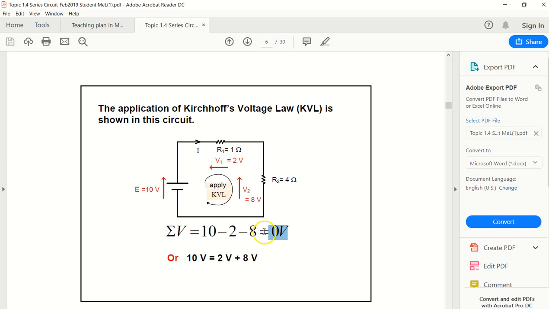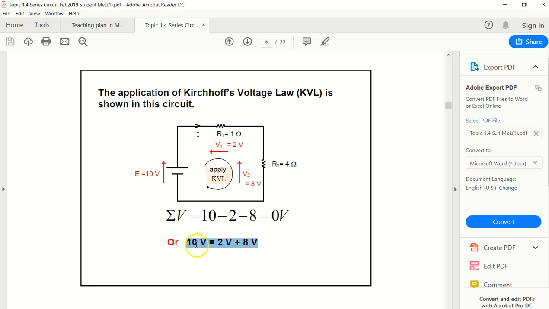the sum is equal to 0 because your supply is 10 volts, which is here, and the voltage that drops on the resistor R1 is 2 volts, as you can see, and the voltage V2 that is dropped on resistor R2 is 8 volts. Therefore, the total sum of 8 minus 2 minus 10 is equal to 0 volts.